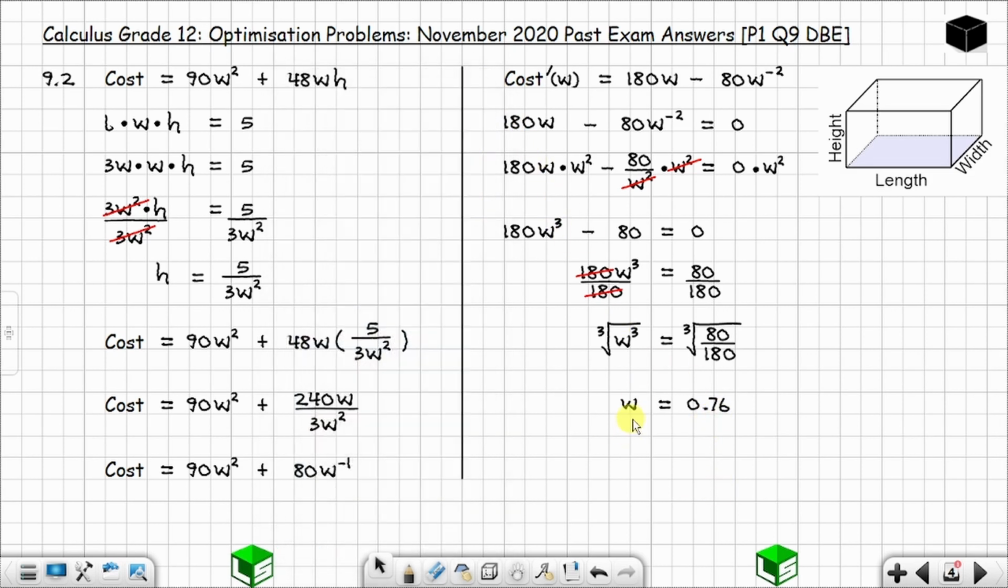Okay, so this is the width, and the units are meters. You can put the unit if you want to, but I believe you have to put the unit always. Okay, so this is the width that will give us a minimum cost. Okay, and the question is solved. We are done with question 9 from November 2020.